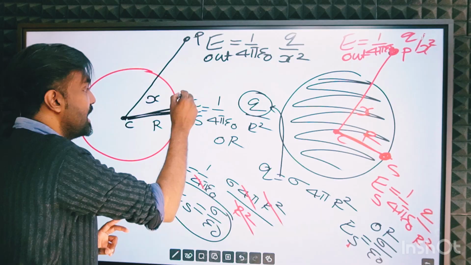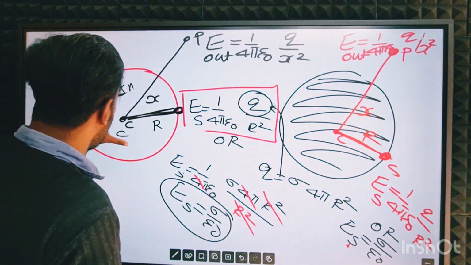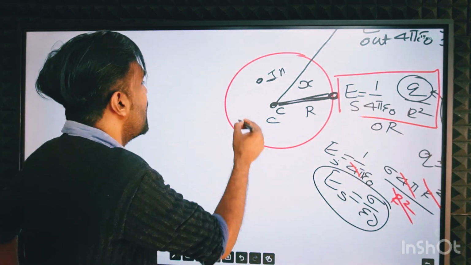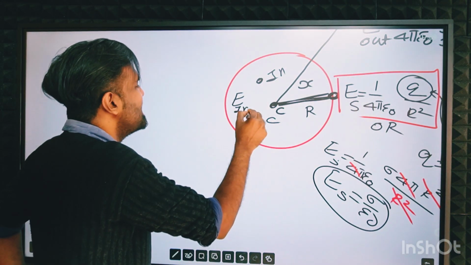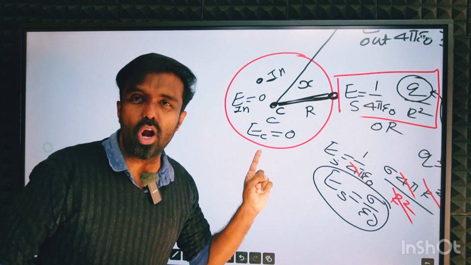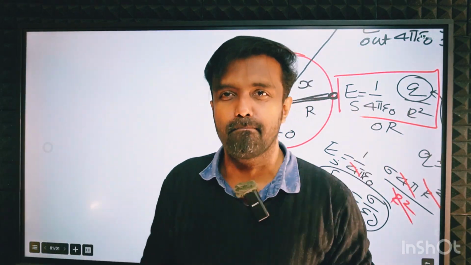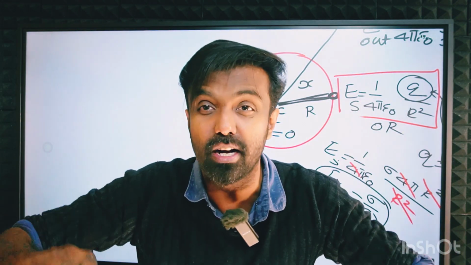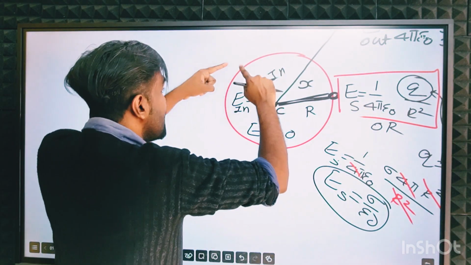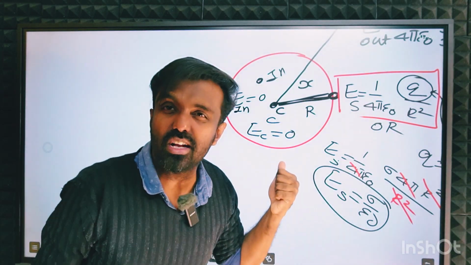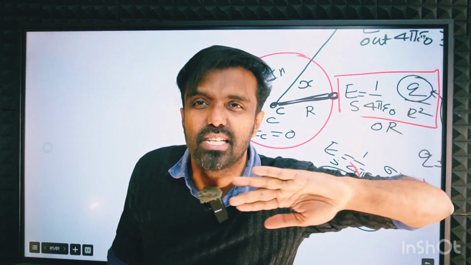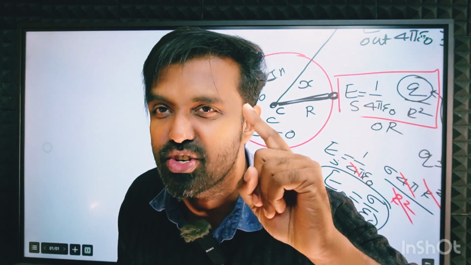But two values are there, guys. And one more thing, when the point comes inside the hollow sphere, the electric field intensity is completely zero. Even at the center, electric field intensity is zero. This is called electrostatic shielding. Electrostatic shielding is nothing but the vanishing of electric field inside a charged hollow conductor. Here it is a charged sphere, that's why it is a charged hollow conductor. Inside the charged hollow sphere, electric field is completely zero. That is called electrostatic shielding, guys.